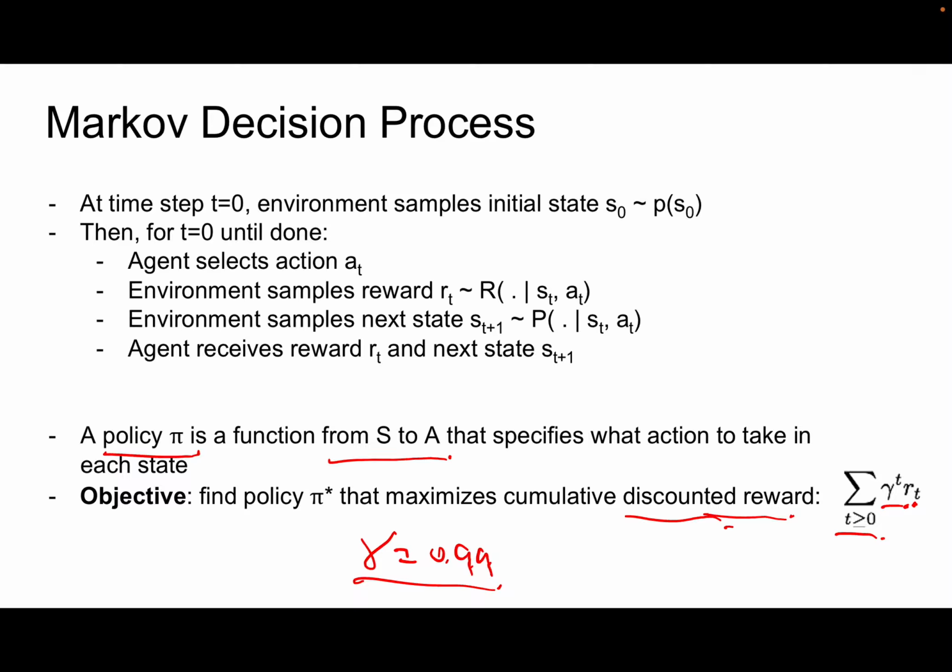As time goes, gamma to the t becomes smaller and smaller, right? Gamma t becomes smaller and smaller. So as t goes to infinity, gamma t goes to 0. So the objective is to find the policy network pi star that maximizes cumulative discounted reward.